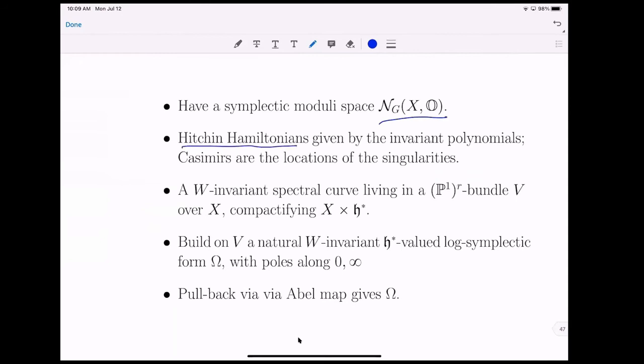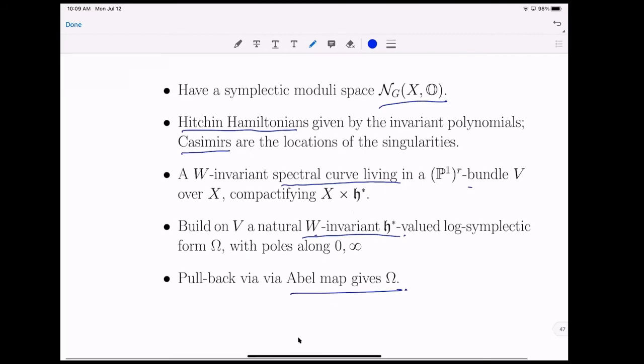You'll get the Hitchin Hamiltonians. Again, the Casimirs now are the locations of the singularities, so it's different from the Hitchin system. You'll have an invariant spectral curve, and again, you can build invariant forms with poles now along 0 and infinity, and the pullback via the Abel map again gives holomorphic forms. So it's a similar geometry.